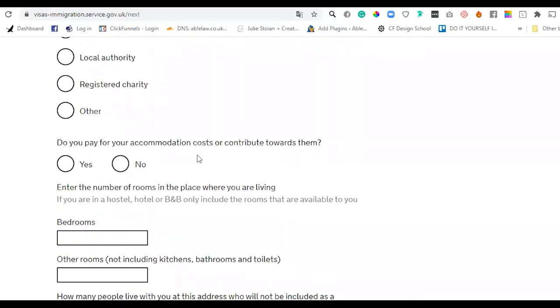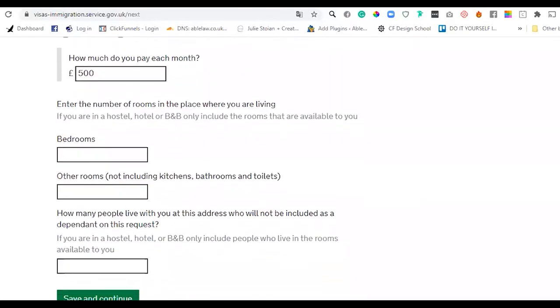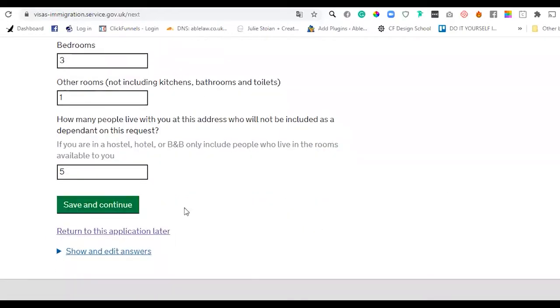Do you pay for your accommodation costs or contribute towards them? Then I'm going to say I contribute. We don't know how much. Let's say I contribute 500. And then enter the number of rooms in the place where you are living. Let's say they have 3 bedrooms and 1 other room. And how many people? Let's say 5 people live at that address.